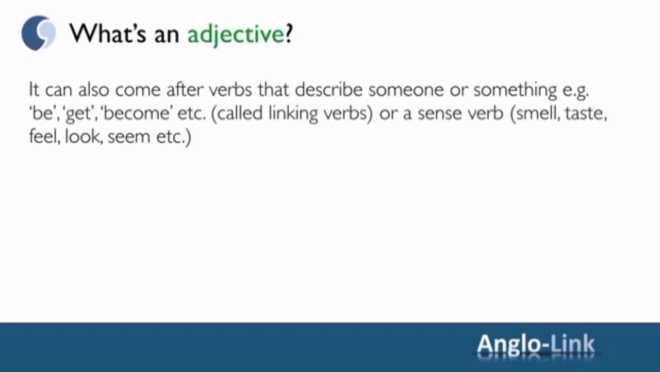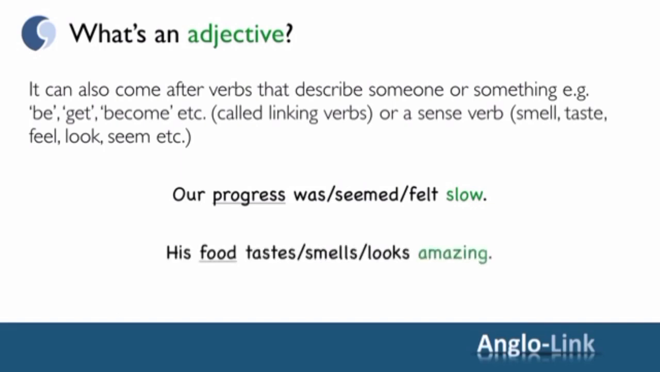For example, our progress was slow. Our progress seemed slow. Our progress felt slow. Or with sense verbs, for example, his food tastes amazing. His food smells amazing. It looks amazing.